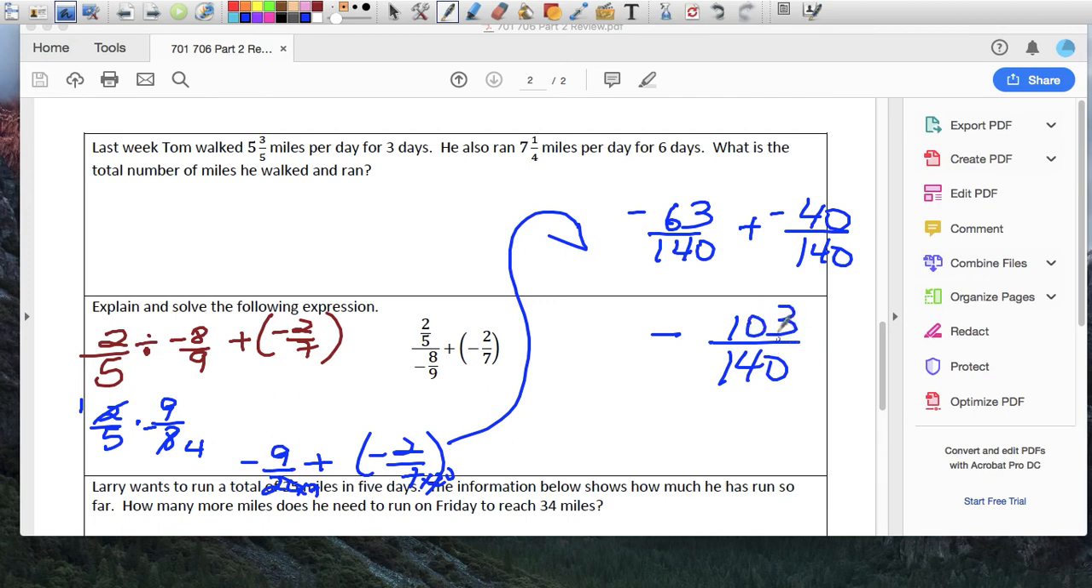Negative 103 over 140. So with all this, you can now explain how you change the division to a multiplication problem by multiplying by the reciprocal. And then the product of that, you're going to add negative 2/7, and you find the LCM, and so on. And please mention what your answer is, right?